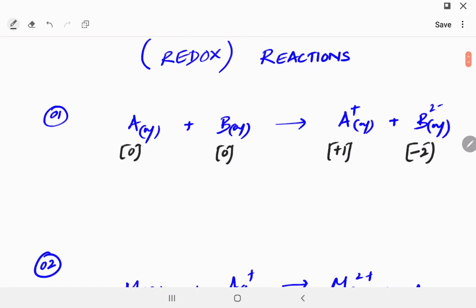Okay, and now let's identify oxidation and reduction. Okay, so A going from 0 to +1 oxidation state, B going from 0 to -2 oxidation state.